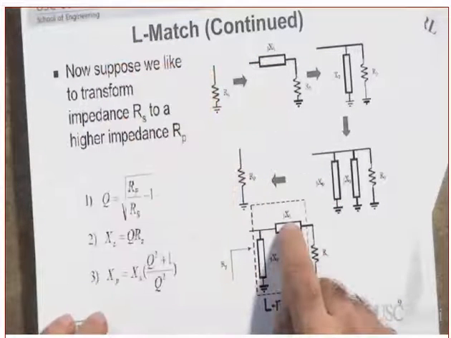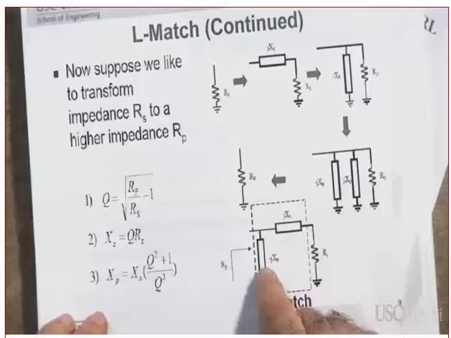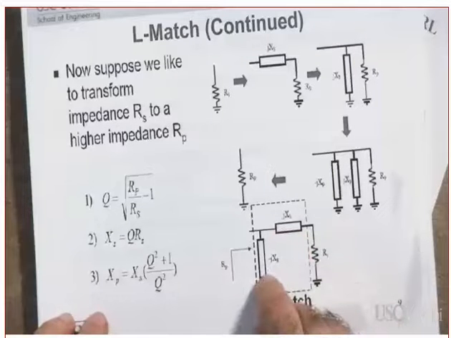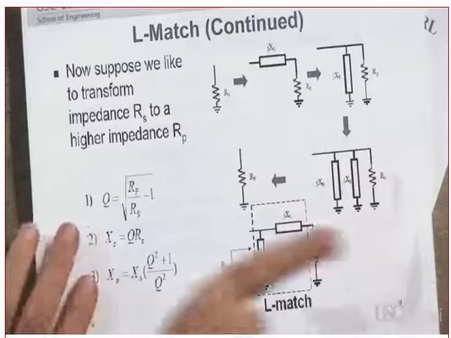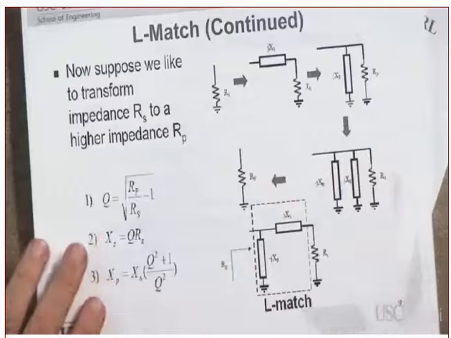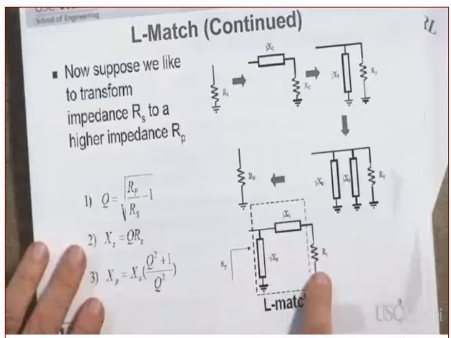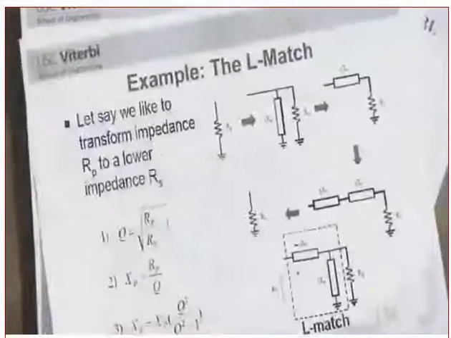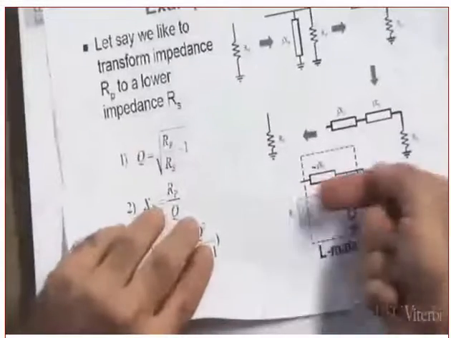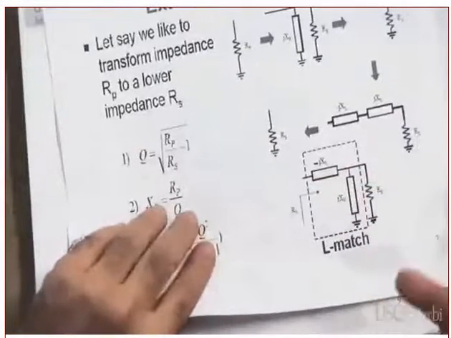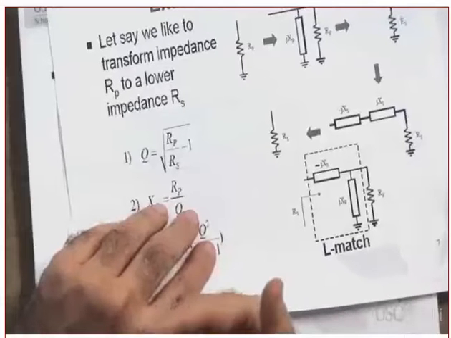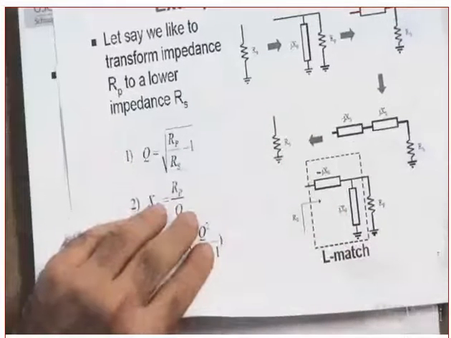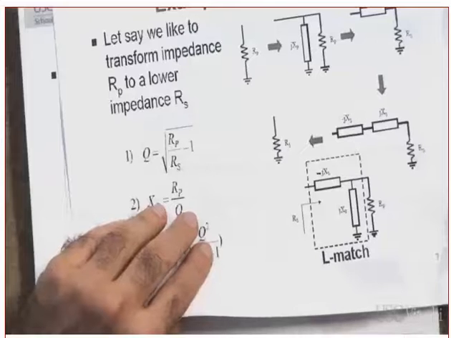And again, you can see one of them is XS, the other one is minus XP. Could this one be a capacitor? This one will be an inductor, and vice versa. And the L is pointing toward the lower resistance. How about this one? Where is the L pointing toward? The lower resistance. So the L is always pointing toward the lower resistance, whether the lower resistance happens to be at the source or at the load. Did you get this or not?